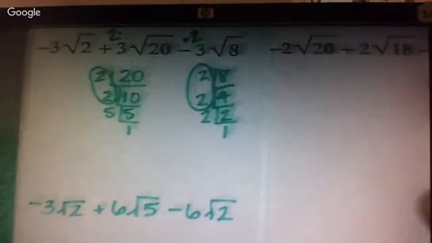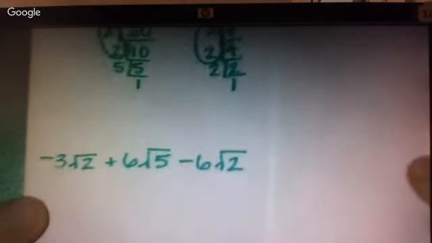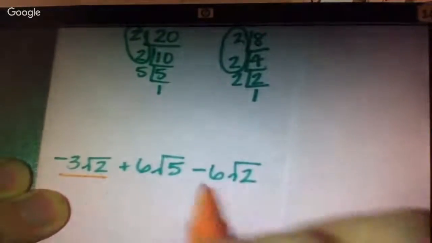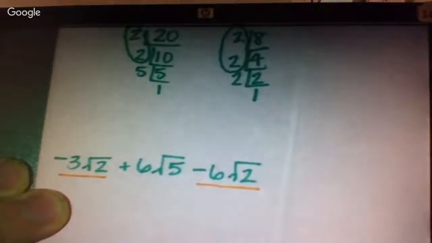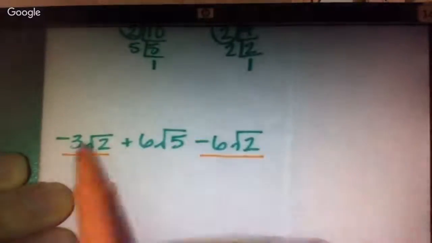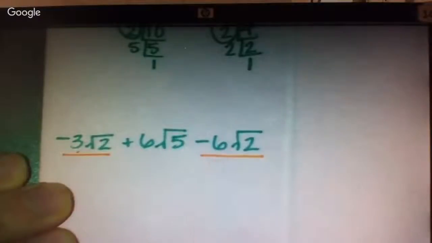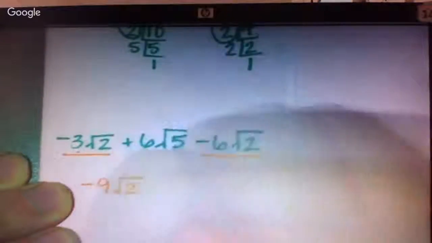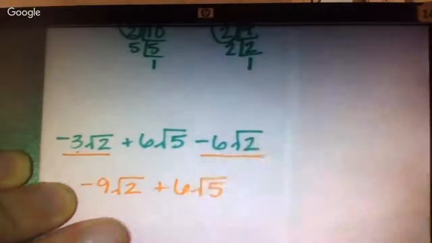Okay, now we combine. What goes together? The square root of 2s. So my square root of 2s then, we add the coefficients. So negative 3 and negative 6, negative 9 square roots of 2, plus 6 square roots of 5.